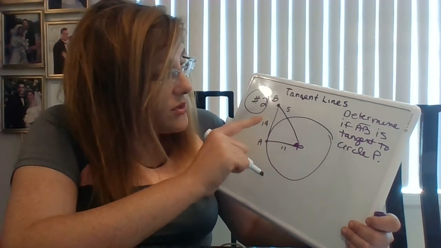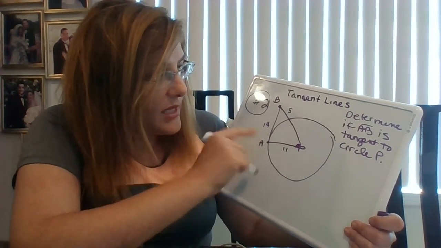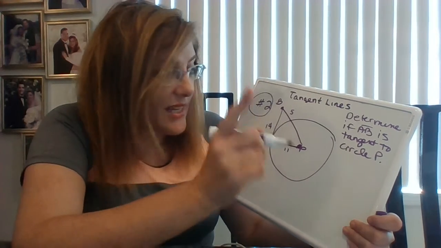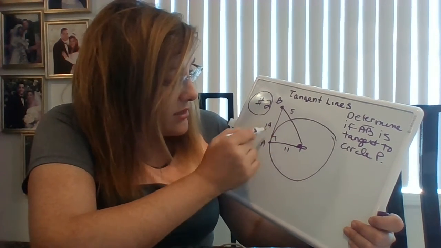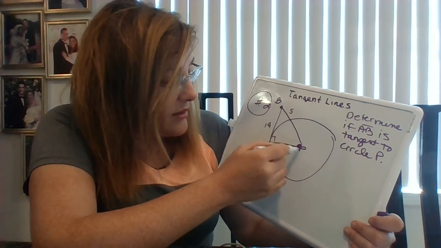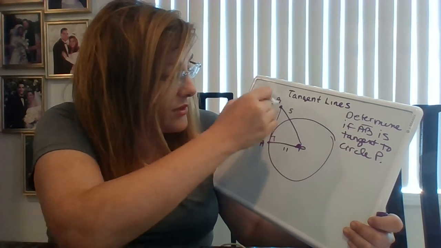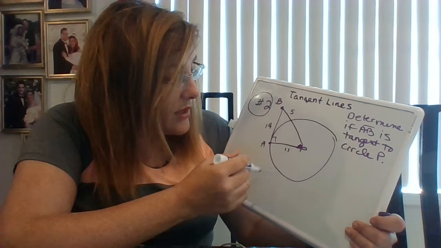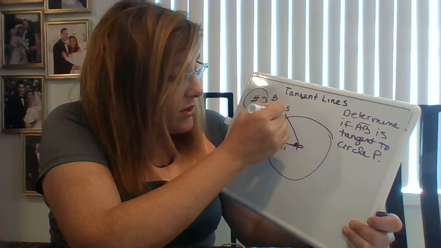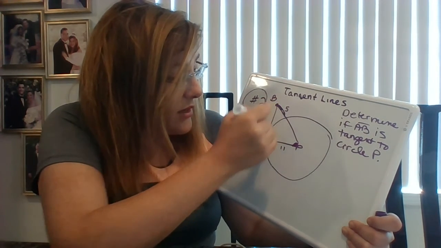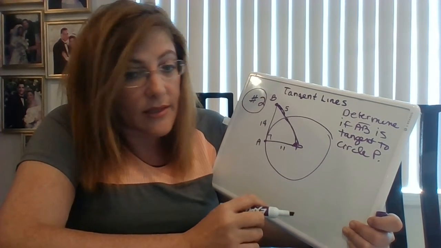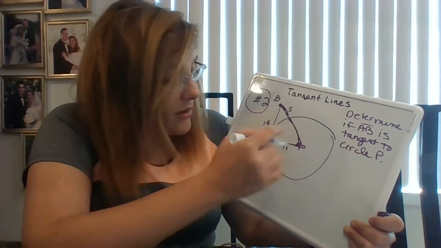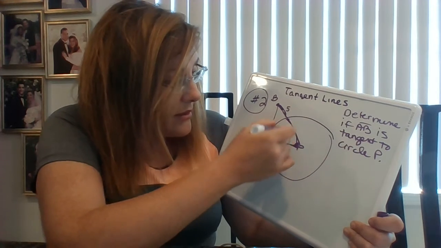Now, problem number 2 says determine if AB is tangent to circle P. If it is, this would have to be a right angle, and a squared, which would be one leg squared, plus the other leg squared, b squared, would have to equal c squared. Let's see if it does. But the only problem is this piece is 5. We don't know what this piece is. Oh, it's a radius. So it's got to be the same as this radius.